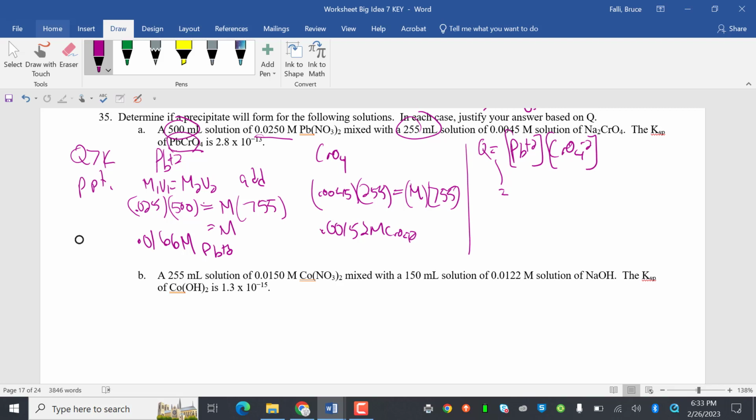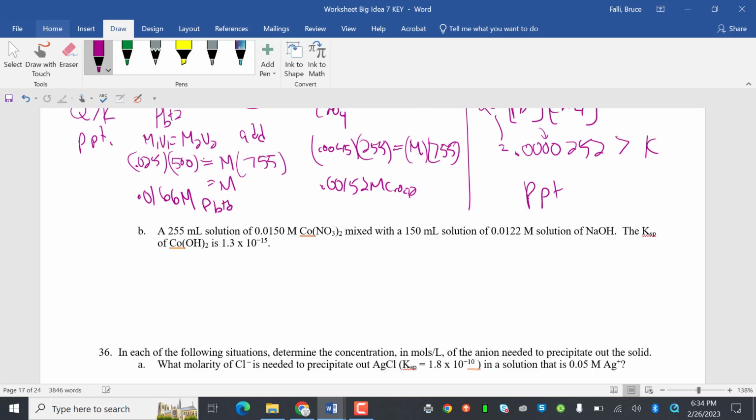So the number I had in my calculator times 0.0166 is 1.234 times 10 to the negative 5th or so. And then Ksp is 10 to the negative 15th, so Q is bigger than K. So precipitate.